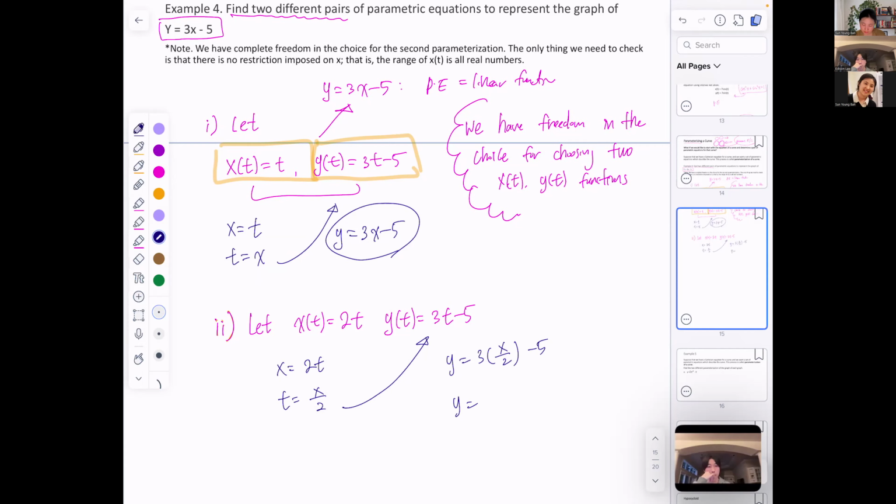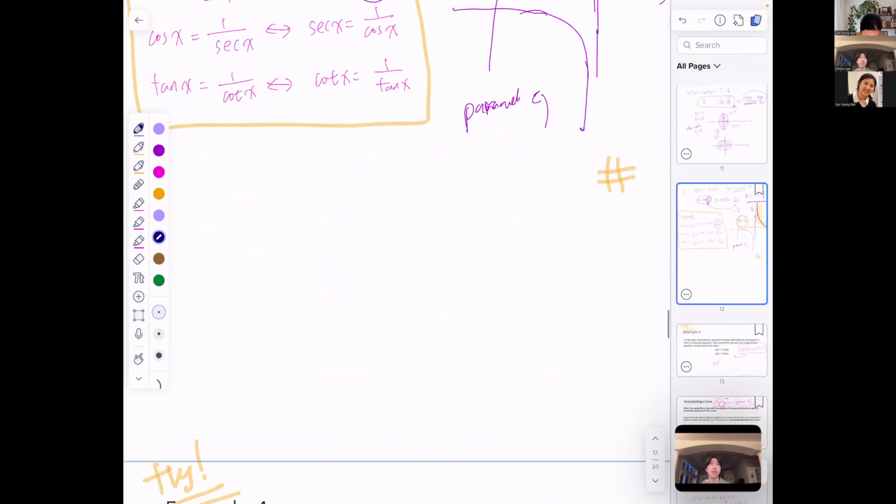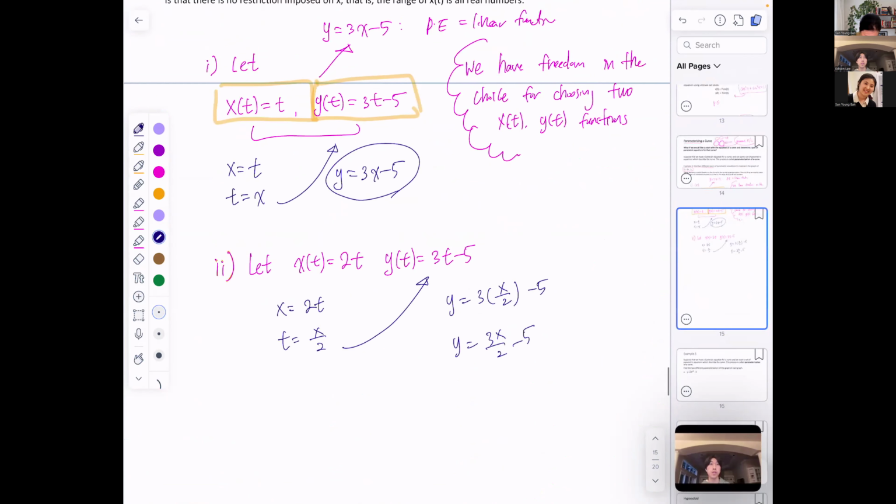If I have 2t, what happened? It's going to be 3x over 2 minus 5. I don't think this is really true. But let's think about it. What other number can work? X equal to 2t, y equal to 3x minus 5. Did I create the correct one? Sorry. Yes.